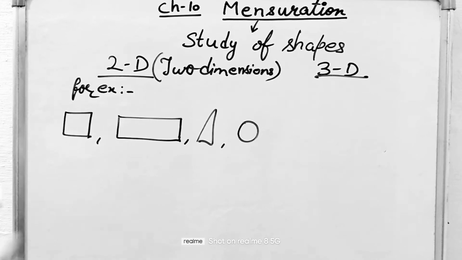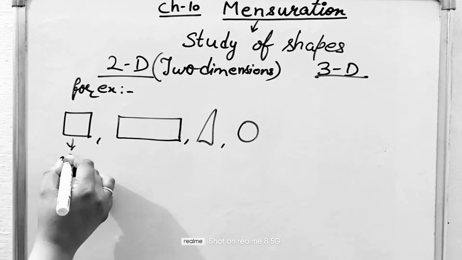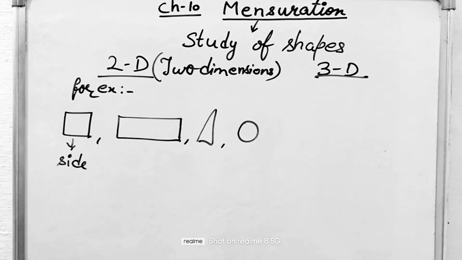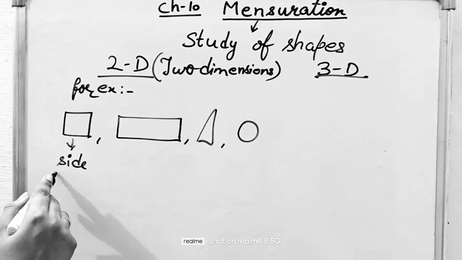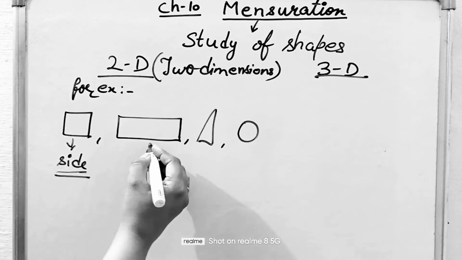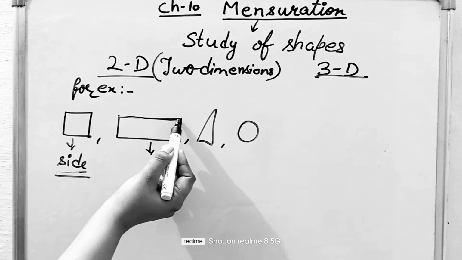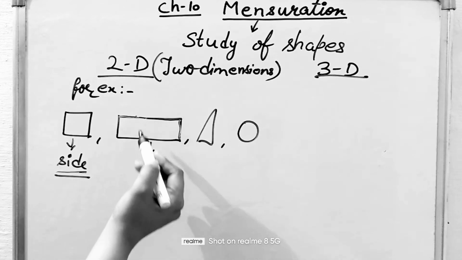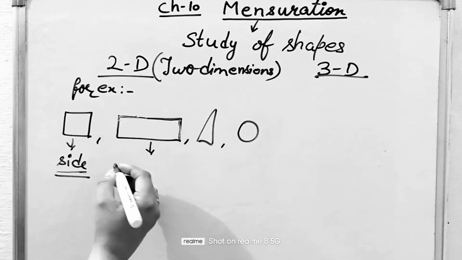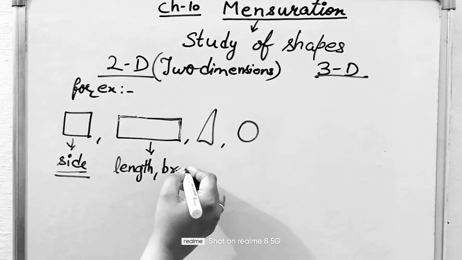And some of them have 2 dimensions or 1 dimension, like square has only 1 dimension, that is side, because we all know that all sides of a square are equal in length. So we will say that square has only 1 dimension, which is its side. This rectangle has 2 dimensions. You can see the dimension or the measurement of these 2 sides are different and opposite sides of rectangle are equal. So that means we have 2 dimensions for rectangle, that is length and breadth.